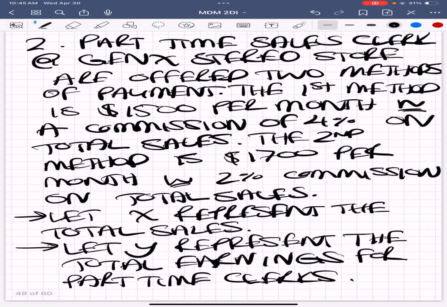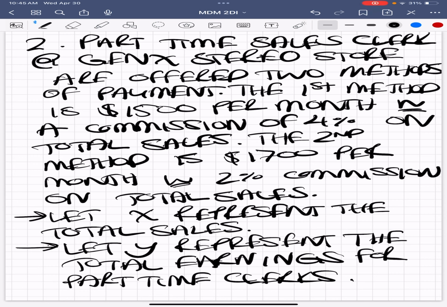Alright, on to the next question. A part-time sales clerk at Gen X Stereo Store is offered two methods of payment. The first method is $1,500 per month with a commission of 4% on total sales. The second method is $1,700 per month with a 2% commission on total sales.